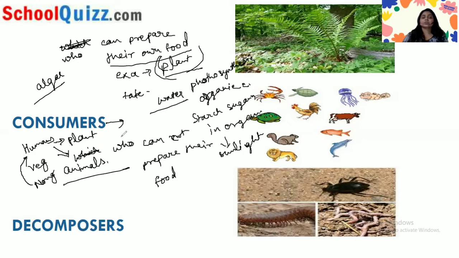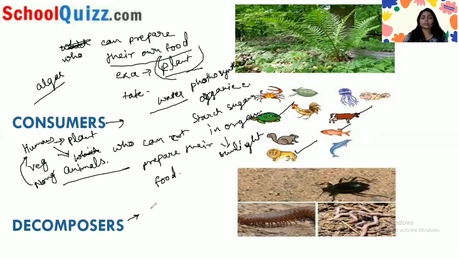So who is called the consumer? Consumers cannot prepare their own food. So they depend on others for food. Like here you can see the examples of the lion, fish, tortoise, cow, okay.